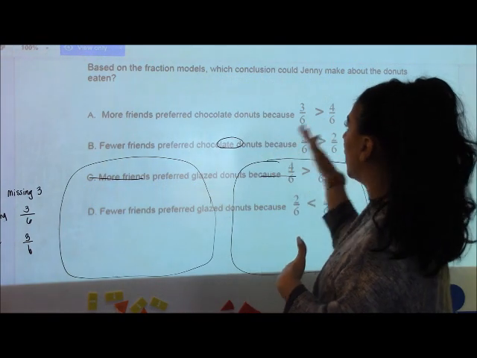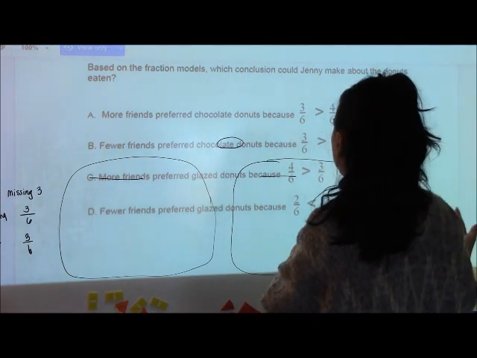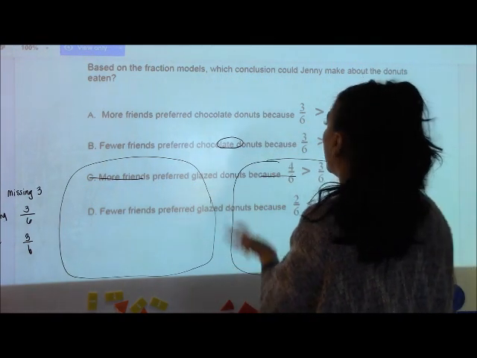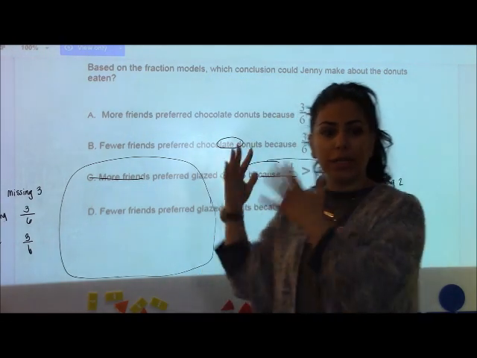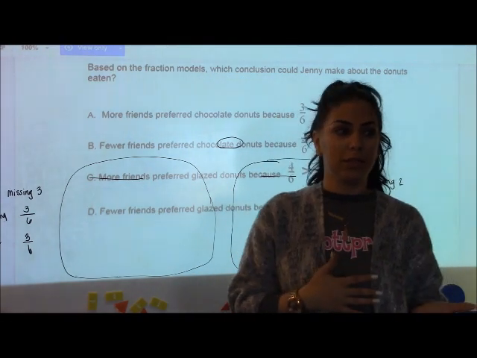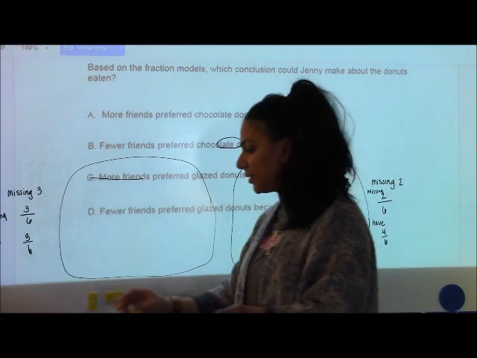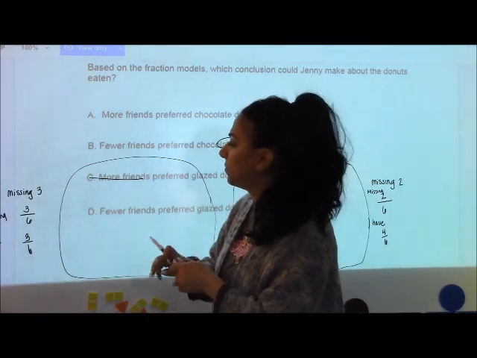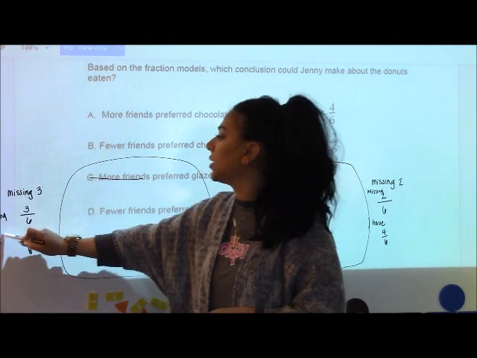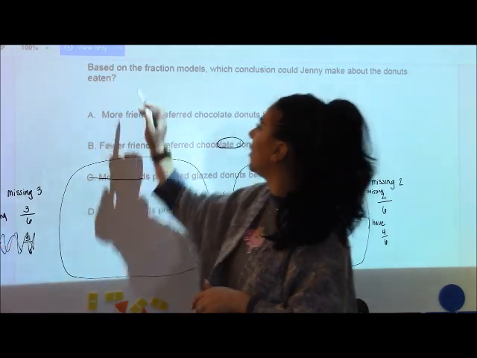Based on the fraction models, which conclusion could Jenny make about the donuts eaten? Okay, first, are they talking about what's here or what's missing? What's missing? So as of now, what I'm going to do to help myself is, I don't want to talk about what I have, right? Because what are they asking me about?